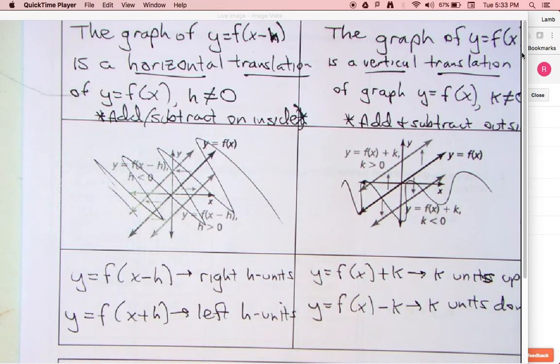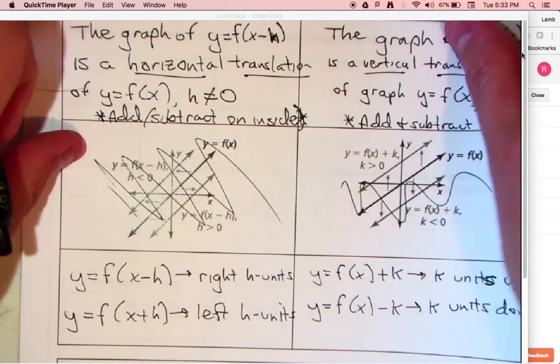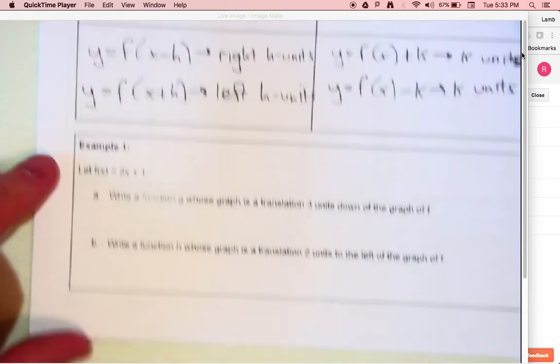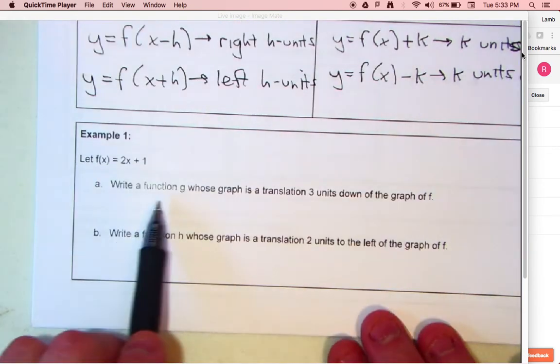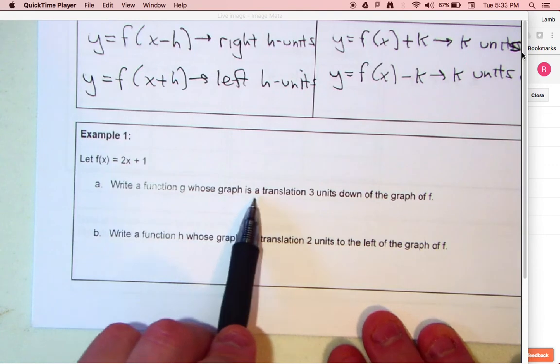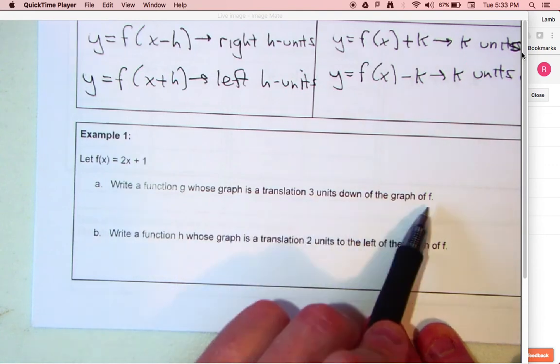1 and 2. Alright, let's look at this example right here. Let f of x equal 2x plus 1, and write a function g whose graph is the translation. Alright, so we're doing example A here. Write a function g whose graph is a translation 3 units down of the graph of f.